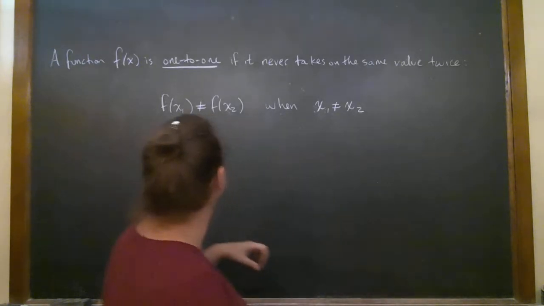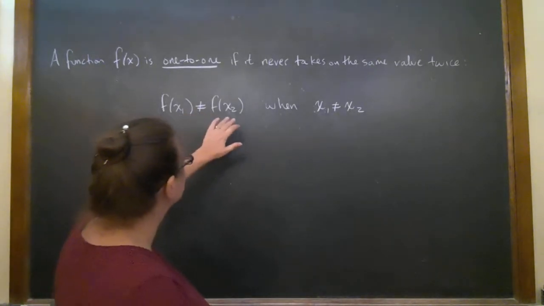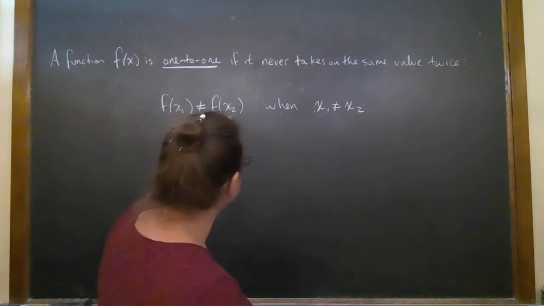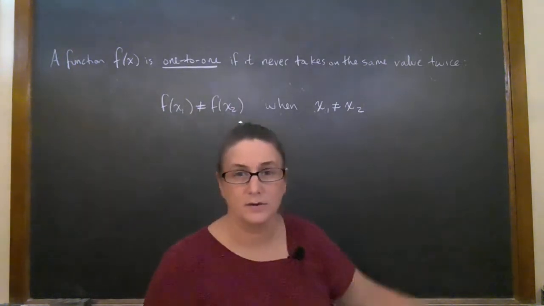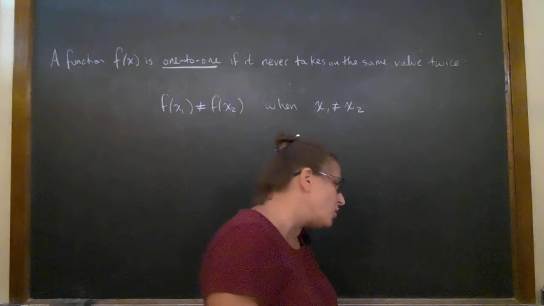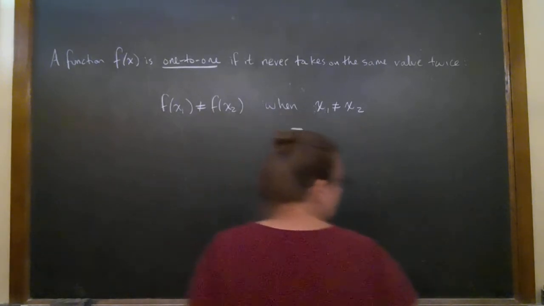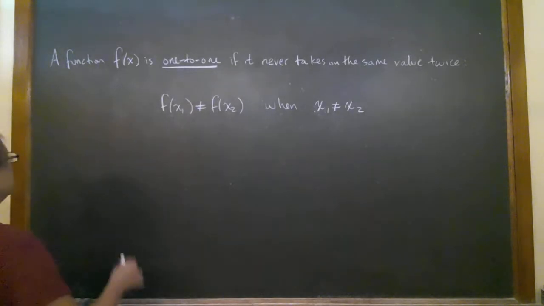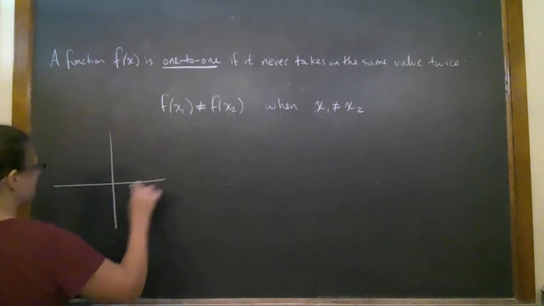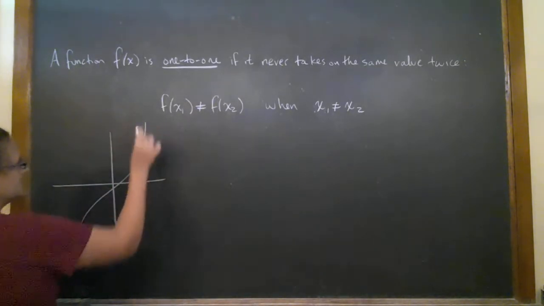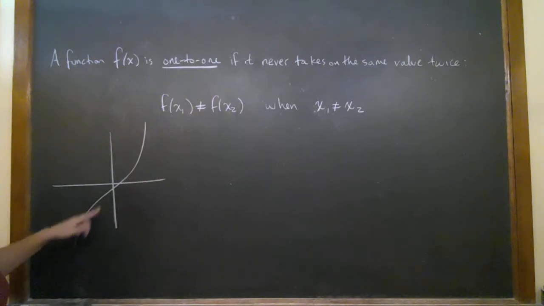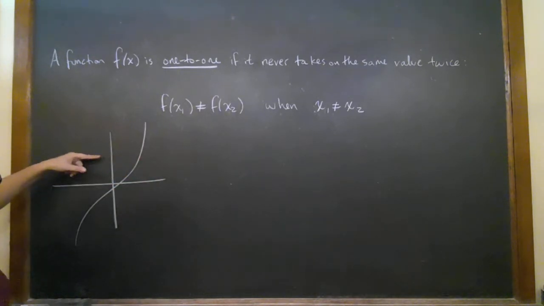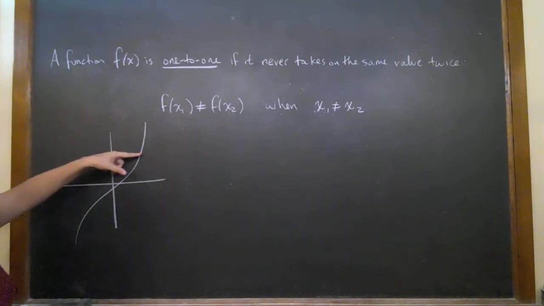Mathematically, I can write this as f of x1 is not equal to f of x2 as long as x1 is not equal to x2. All right, well, that's just sort of a random thing. But the idea is, let me give you some examples. Something like this is one-to-one because for every y, I'm only going to get that y one time.